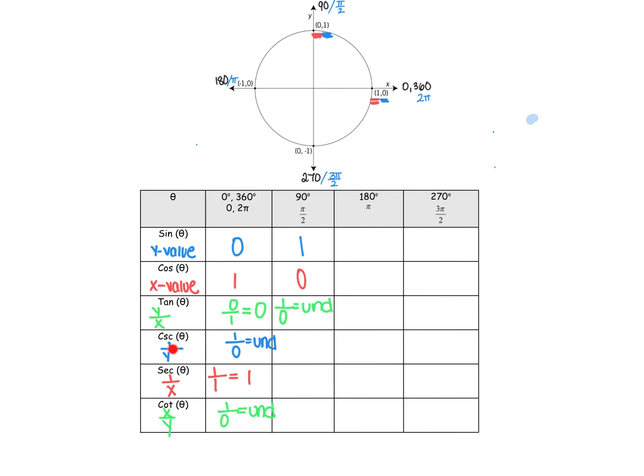Now cosecant, we're going to take the reciprocal of sine. And if sine is 1, we're just going to do 1 divided by 1, which is 1. Secant is the reciprocal of cos. So if cos is 0, it's just 1 over 0, which again would be undefined because 0 would be in the denominator. And then cotangent is simply the reciprocal of tan. So if it's 1 over 0 for tangent, we're going to make it 0 divided by 1. And 0 divided by anything is 0.